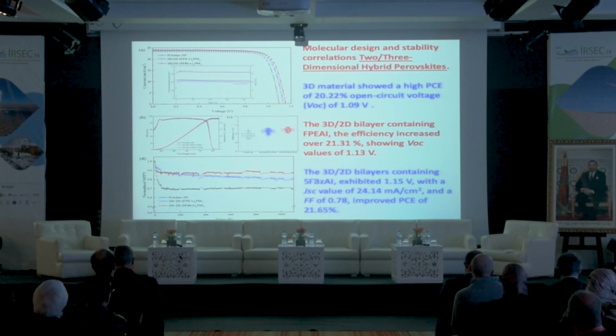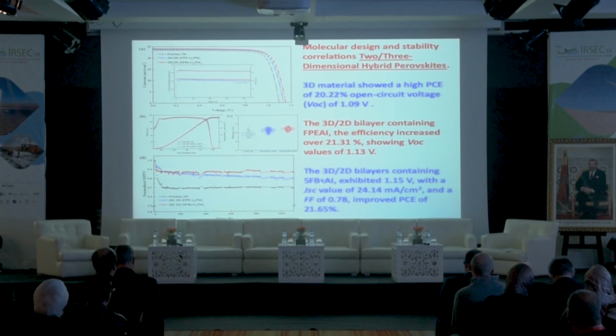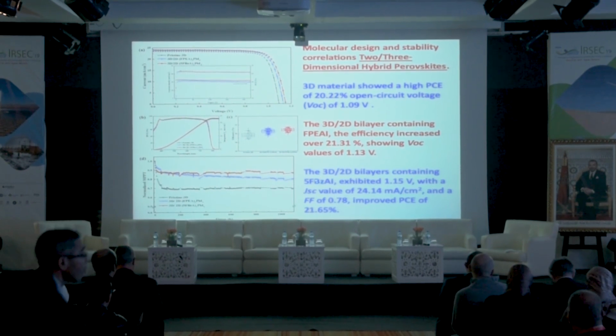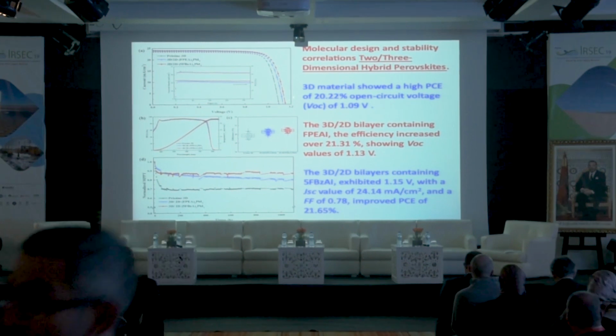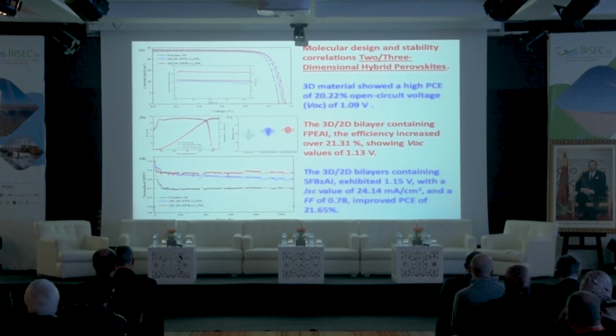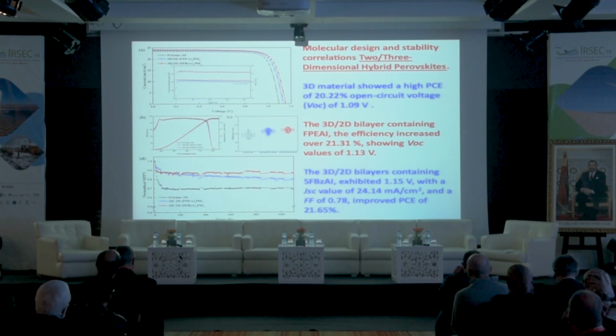And now we have developed another cation. This work is unpublished. We are going to submit this one. So we have taken a 5-fluorobenzylethylamine, and that gives you enhanced VOC compared to your pure three-dimensional perovskite, from 1.09 to 1.15, and the efficiency is close to 22%.